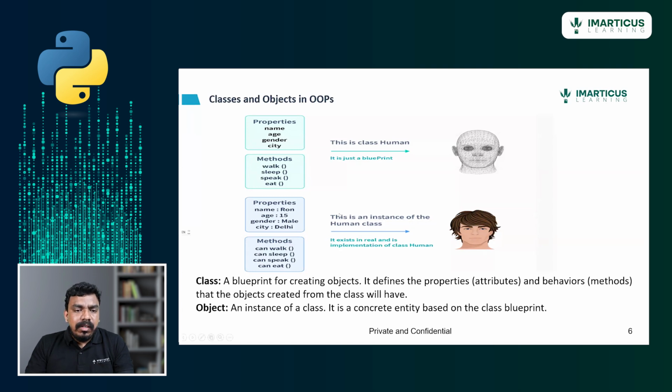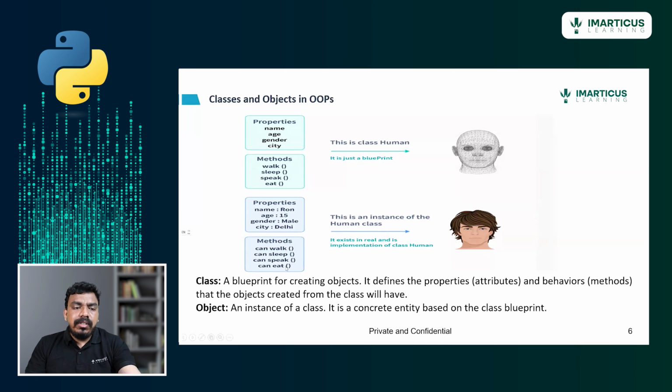Below you can see some details with an example, where the properties or attributes are: name is Ron, the age of Ron is 15 years, gender is male, and city is Delhi, right? If you want to define the methods on top of that, you can write that it can walk, speak, sleep, and eat. So this is what I mentioned about an object and a class.